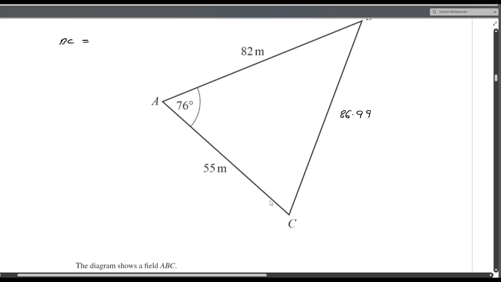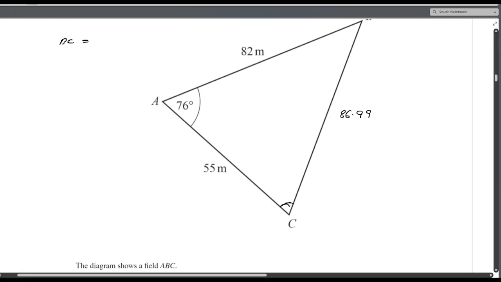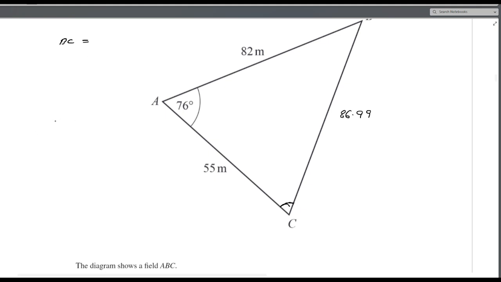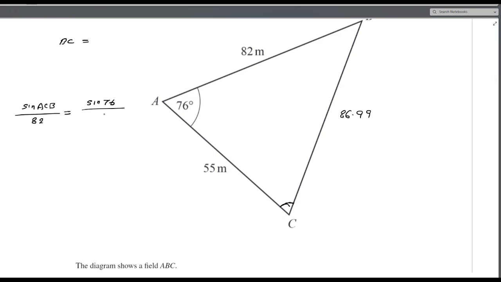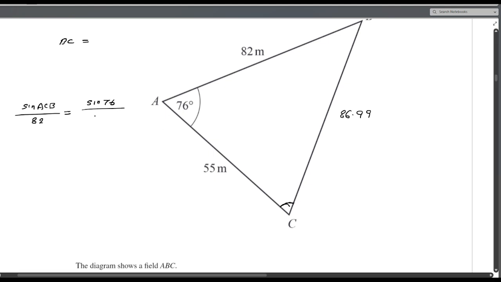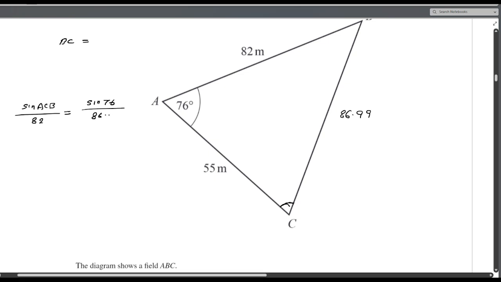Angle ACB, this angle. To figure out this angle ACB, we can use the sine rule. So both cosine rule and sine rule are involved here. Sine of angle ACB divided by its opposite length 82 will be equal to sine of 76 divided by its opposite length, which is 87, or you can say 86.99.